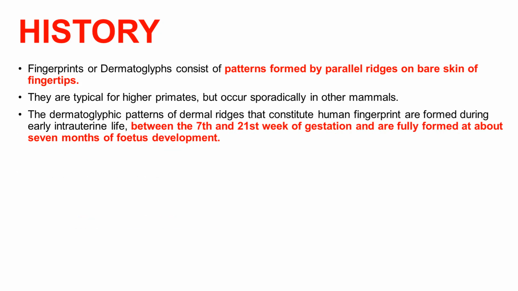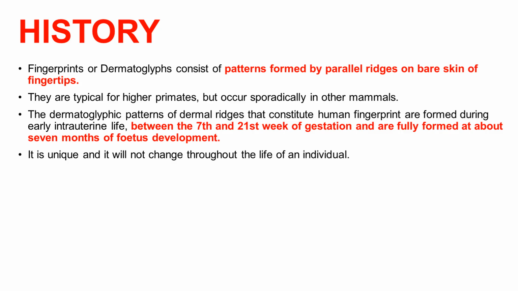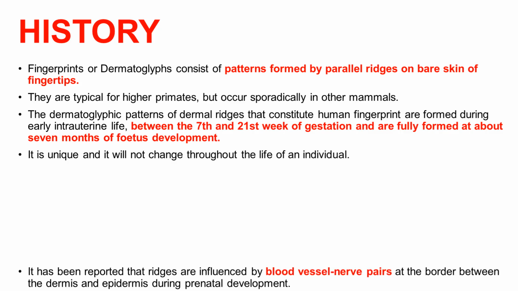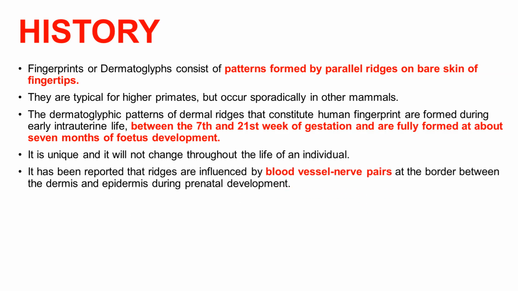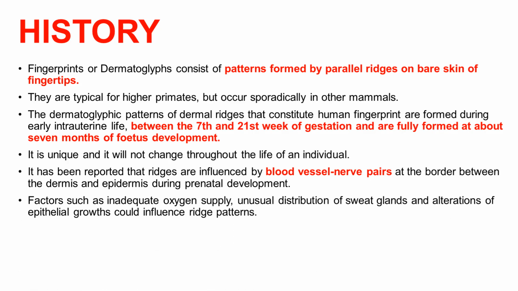The dermatoglyphic patterns of dermal ridges that constitute human fingerprint are formed during early intrauterine life, between the 7th and 21st week of gestation, and are fully formed at about 7 months of fetus development. It is unique, and it will not change throughout the life of an individual. It has been reported that ridges are influenced by blood vessel nerve pairs at the border between the dermis and epidermis during prenatal development. Factors such as inadequate oxygen supply, unusual distribution of sweat glands, and alterations of epithelial growths could influence ridge patterns.